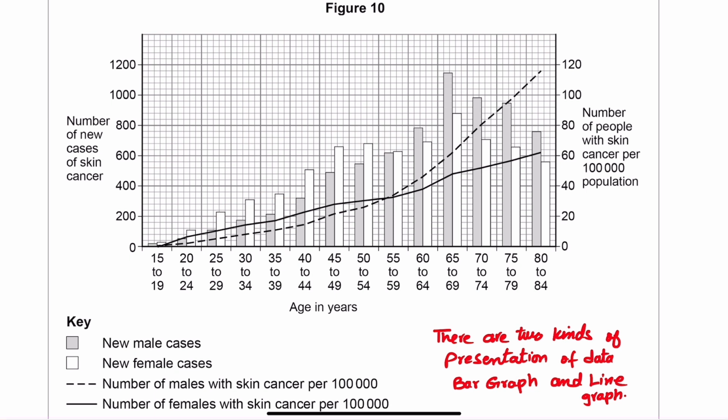From the figure we can see that the number of new cases in males is less as compared to females from age 15 to age 59. If we see the graph, the white bars are higher than the gray bars. But after 59, we can see that the gray bars are higher as compared to the white bars. It means that the number of new cases of cancer in males is higher from the age of 60 to 84. The highest value for the number of cases in males is from the age 65 to 69, and then it gradually goes down.